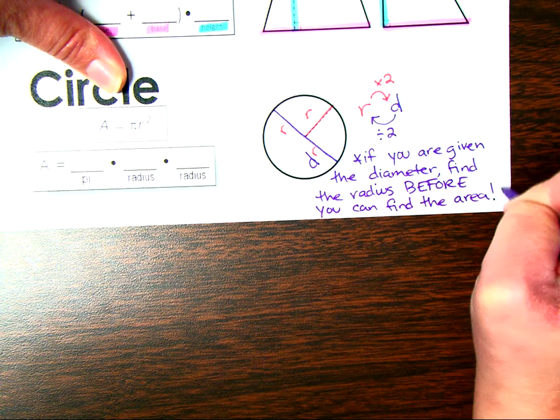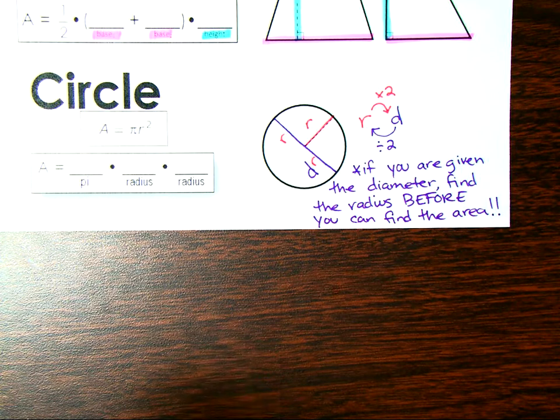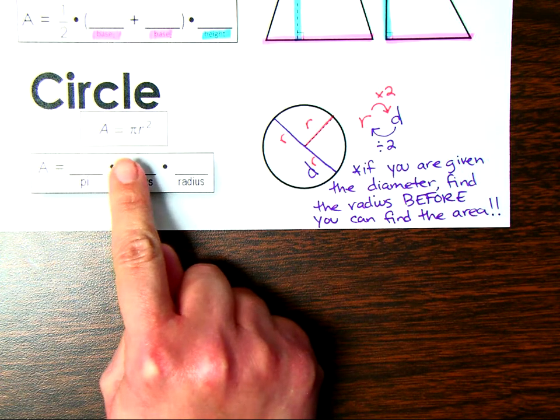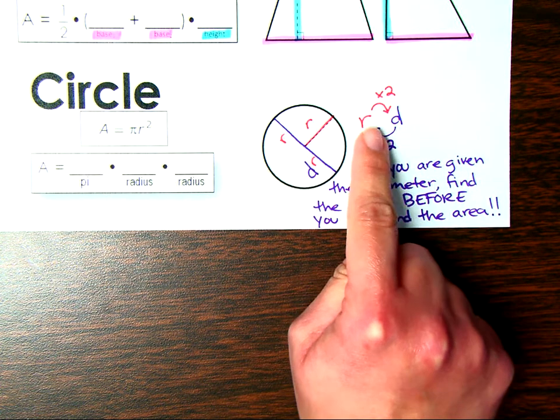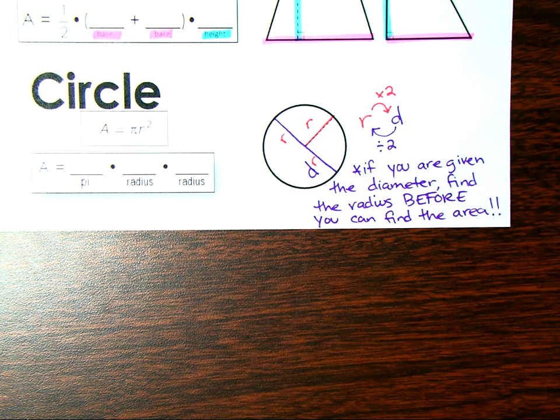Okay, this is a really important note to know because for our area of a circle, we do not have a formula dealing with the diameter. So if they give you the diameter of a circle, divide it by 2 to get your radius and then substitute your numbers in. Okay?